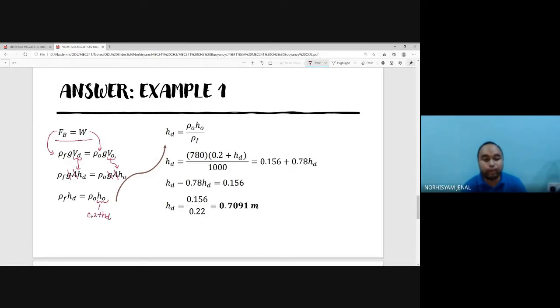Alright, if we rearrange, we can find HD. HD is equal to rho object times H object divided by rho fluid. So this is rho object 780, this is rho fluid 1000, and 0.2 plus HD is H object. So we get this to be equal to 0.7091 meter. Clear?